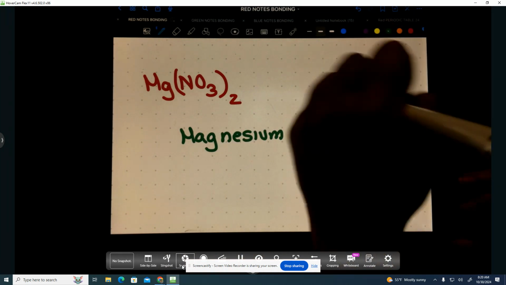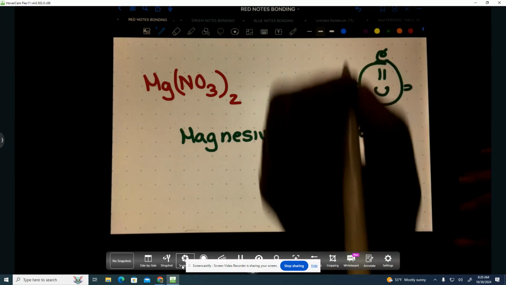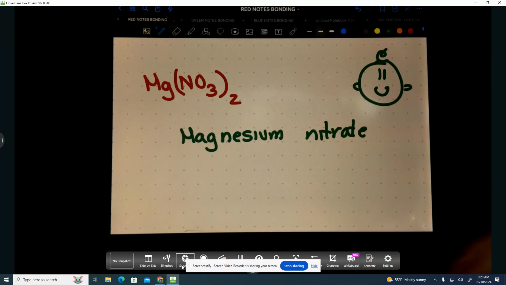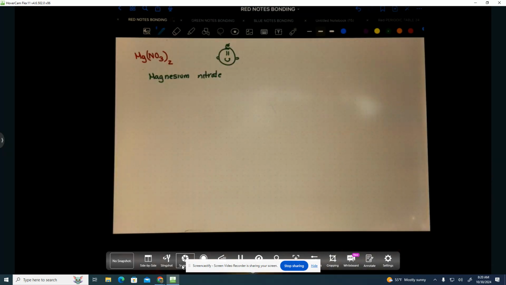Give yourself a gold star because you did awesome today. Okay. Magnesium nitrate. Any questions on this? Now we know binary. We know how to write the formula. We know how to write the name. We know ternary. We know how to write the formula. We know how to write the name.